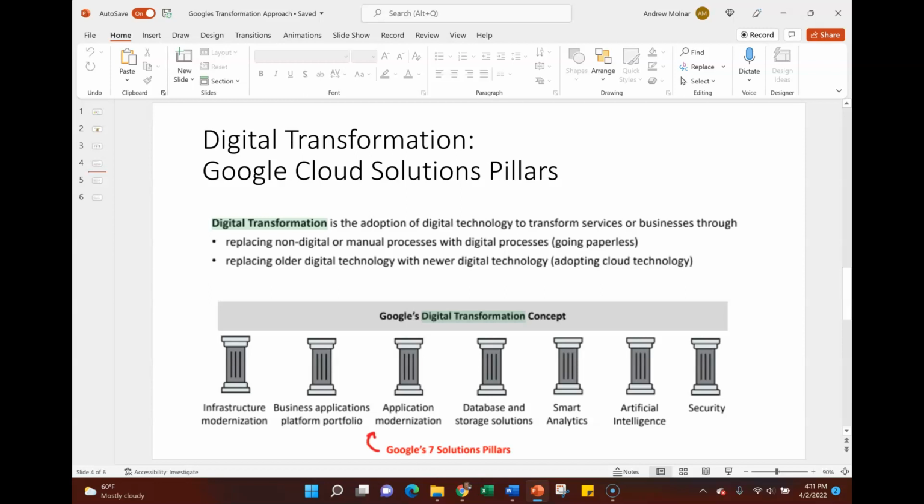The point is that Google has its own digital transformation framework to apply technology that transforms, and they do it through these 7 solution pillars: infrastructure modernization, business applications. We're all talking apps, aren't we? In a portfolio like Office 365 and other apps, Google Meet, right? These are business applications in a portfolio. And of course, application modernization along the way. There's database and storage solutions, smart analytics, artificial intelligence, and security.